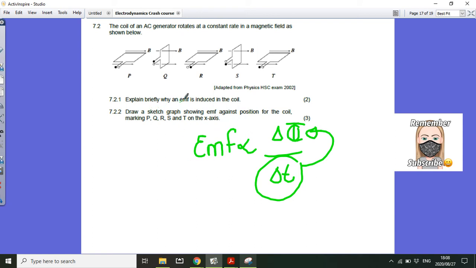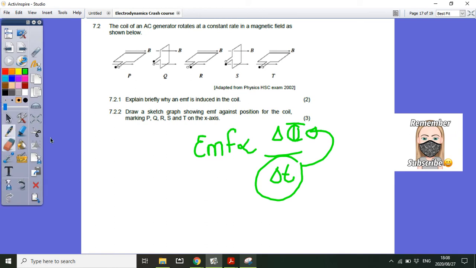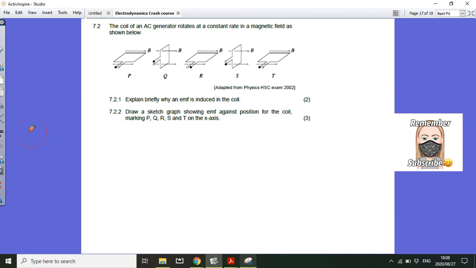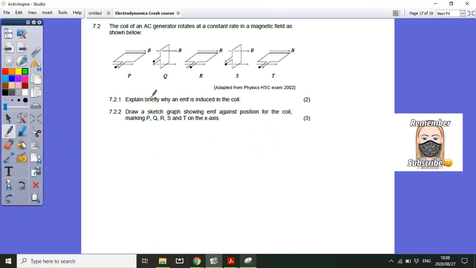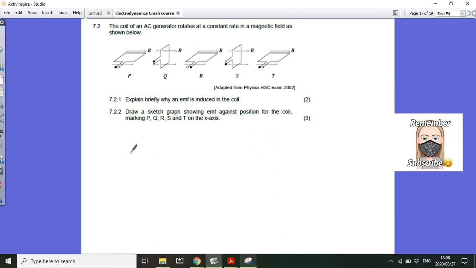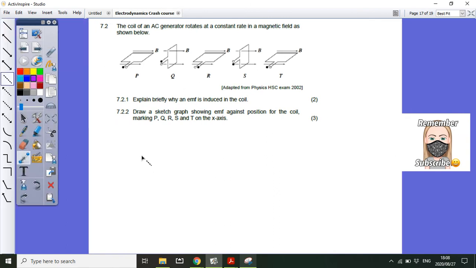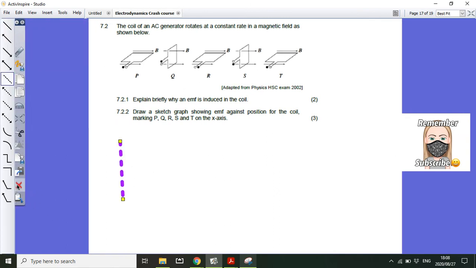Now they say draw a sketch graph showing EMF against position for the coil, marking those positions. Now let's do that quickly. There are my video and another video. There are two videos that you can go and watch this step by step, but let's just do it again. Oops, we don't want a dotted line.